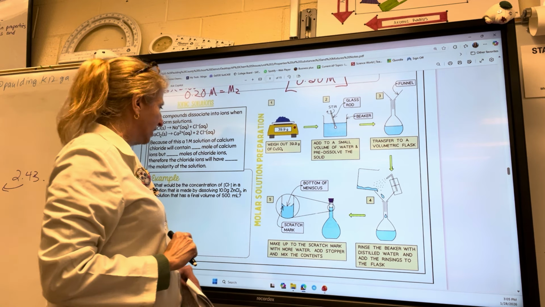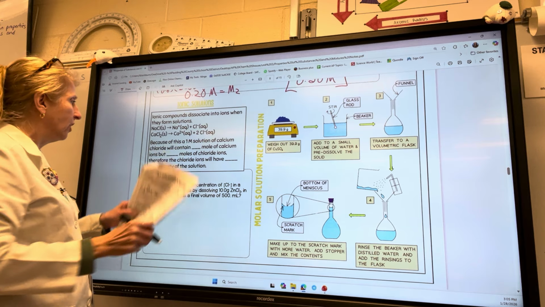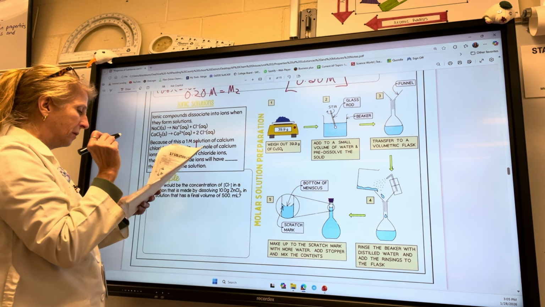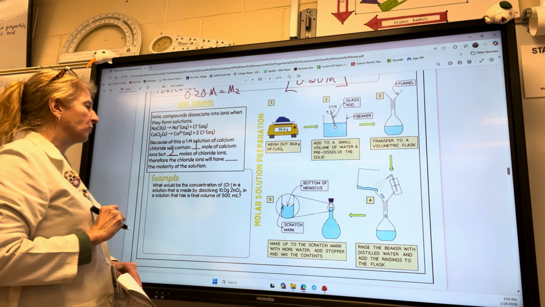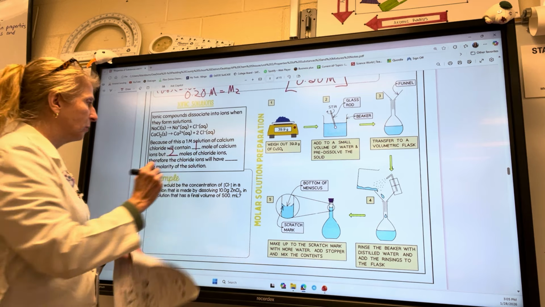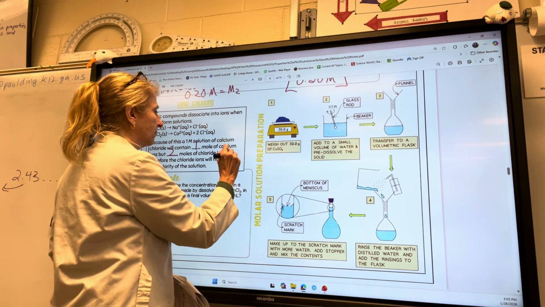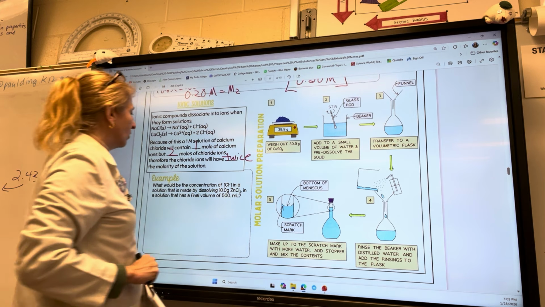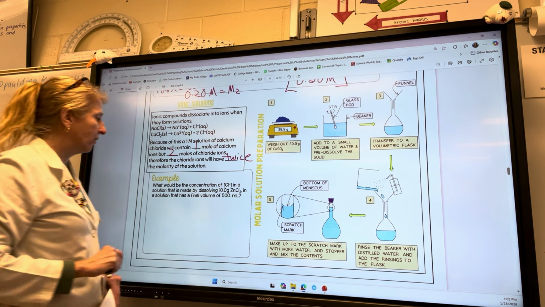Okay, and this is what I just said. With the chlorides and stuff, you have sodium and chloride, and it's 1-to-1. But calcium chloride is 1-to-2. Because of this, a 1 molar solution of calcium chloride will contain 1 mole of calcium ions, but 2 moles of chloride ions. So we will have twice the molarity of the solution.